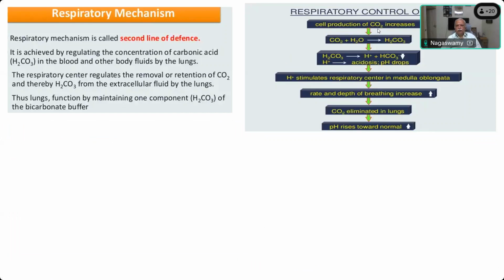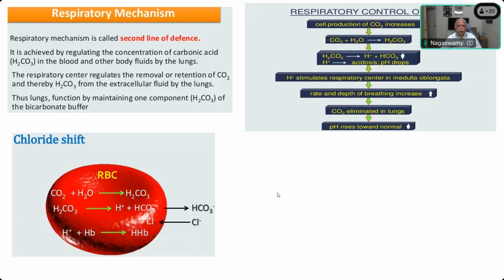So cell production of CO2 increases, CO2 combines with water, leads to acidosis, so pH drops. This stimulates the respiratory center in the medulla oblongata. Rate and depth of breathing increase, CO2 gets eliminated by the lung, and pH goes back to normal. So this is the mechanism of respiratory control.